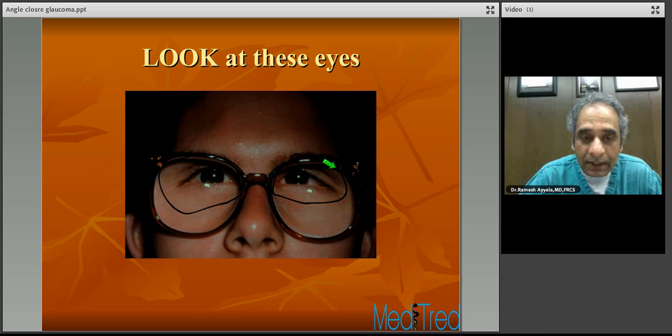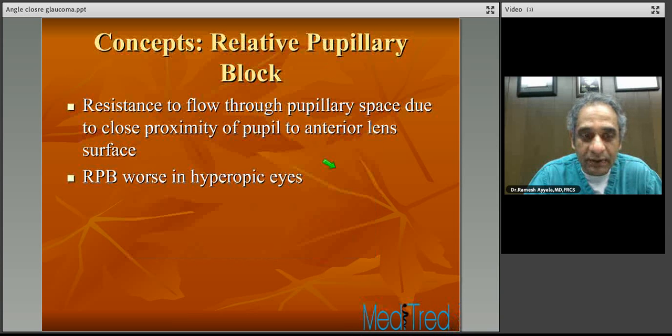Nanophthalmos, by definition, while we are at it, is an eye that is smaller than 19 millimeters. But in any case, most of these eyes that develop angle closure glaucoma are a little smaller than normal eyes, and as such, they can develop an attack of glaucoma. Now, let me explain to you why these eyes are at risk of developing angle closure glaucoma. The most important concept that I want you to take home today is relative pupillary block mechanism.